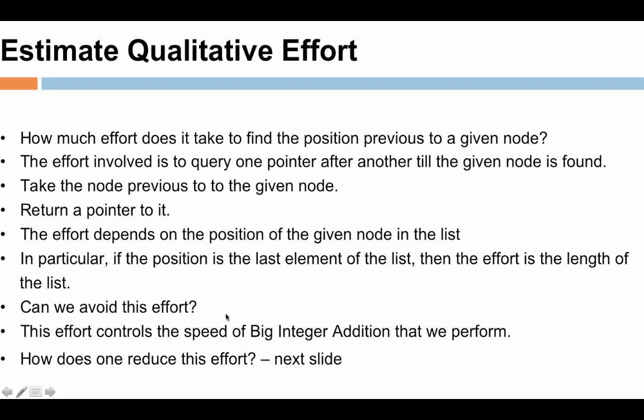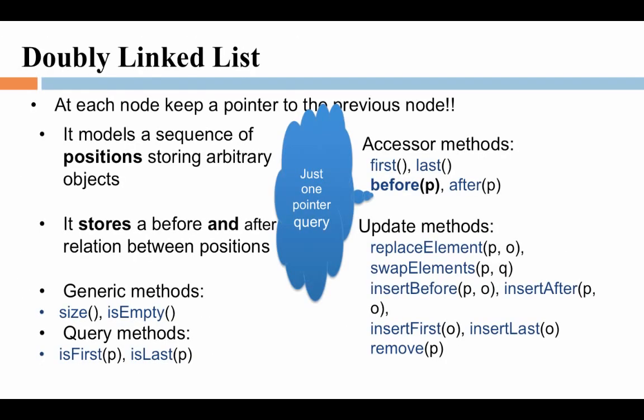It is also clear that the number of traversals that we perform controls the speed of the big integer addition. That is, the more pointer traversals, the longer the running time of the addition algorithm. Therefore, our goal is to attempt to reduce this effort. To reduce this effort, we introduce the doubly linked list data type. What we do is a very simple modification. At each node, we also keep a pointer to the predecessor.